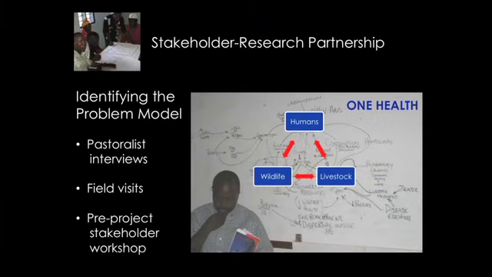In 2005, the team did a series of workshops, pastoralist interviews, field visits, a pre-project stakeholder workshop, before writing the proposals to USAID. This is a local vet going, oh my God, this is way more complicated than I ever thought it was.